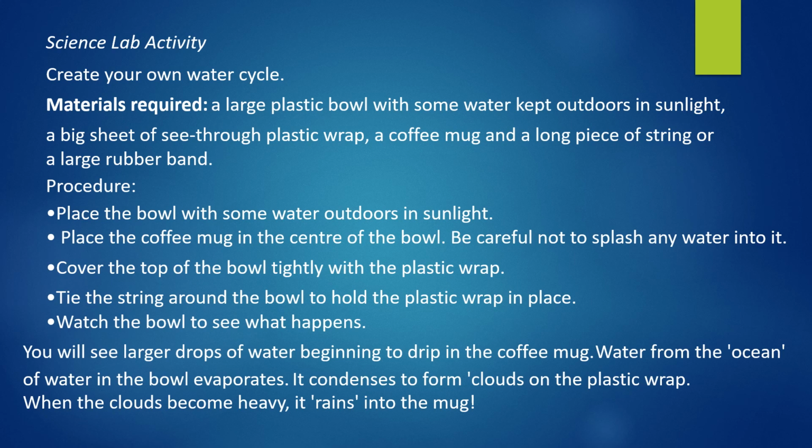So you will see larger drops of water beginning to drip into the coffee mug. Water from the ocean of water in the bowl evaporates. It condenses to form clouds on the plastic wrap. When the clouds become heavy, it rains into the mug. So this is the process of making the water cycle.